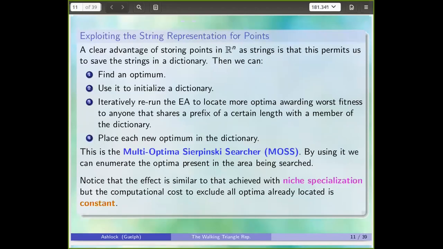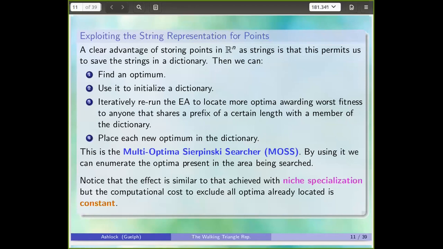So why would you want to store your real parameter string or your set of real parameters as a character string? That sounds a bit nuts in some ways. And the reason is that it lets you save those strings in a dictionary. So you can go find an optimum, use it to initialize a dictionary, then rerun your evolutionary algorithm to locate more optima, but you award the worst fitness you have going to anyone that shares a prefix of a certain length with a member of the dictionary.